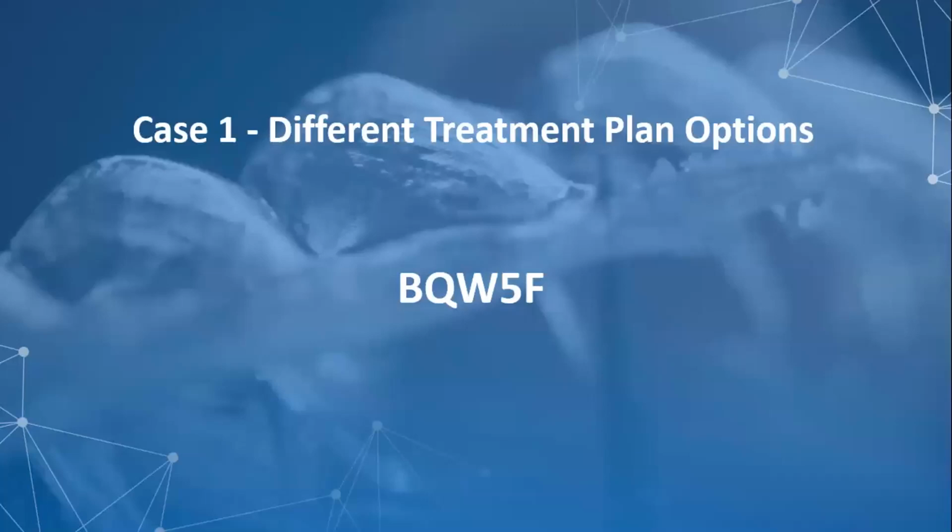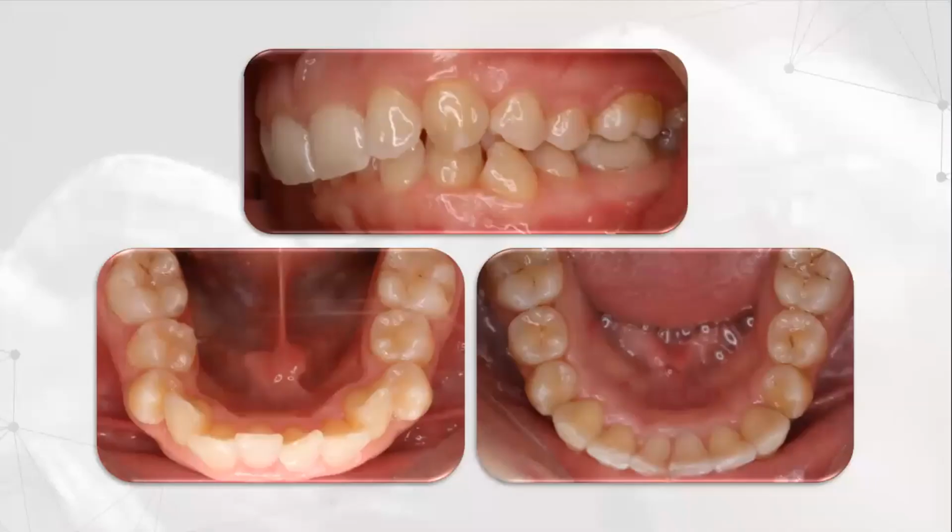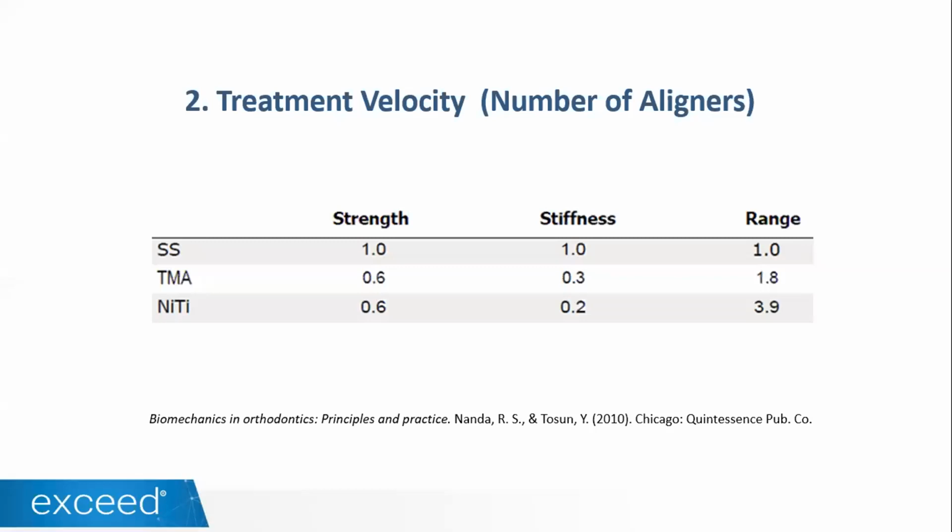The second point will be the velocities. And this is a case that we are going to see later. Here are the velocities of our treatment, the amount of movement that we are going to make. Some doctors think that this is just related to the patient, and it is not. This is related to the properties of the material that we are using. Imagine you have a case where you have a canine here, and you have the lateral and the central down here.